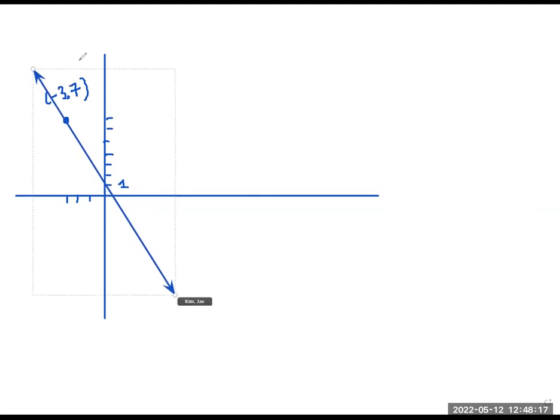Here's my graph. Let's see. 1, 2, 3, 1, 2, 3, 4, 5, 6, 7. Let's pretend I have a point (-3, 7). Okay? And I go through a y-intercept of 1. Here's my line. So let me fix it. There. Here's my line. And what I want shaded is here.